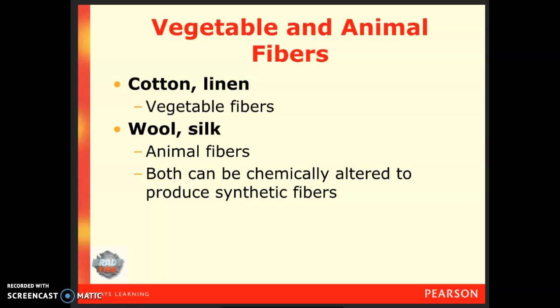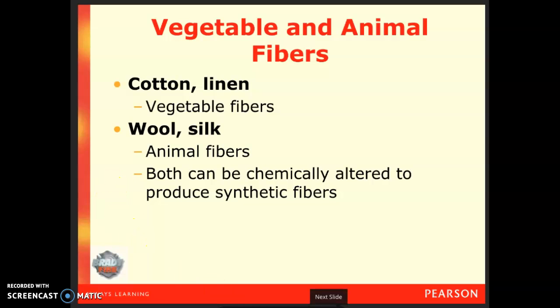What's interesting about both of these sets of materials is that while they have natural resources as their starting spot, both can be altered chemically to produce synthetic fibers. And that's actually what happens often in these industries, because cotton on its own has this property, but not necessarily this other property that we want to have. So we make a modification, we get it to go the way that we want it to go.